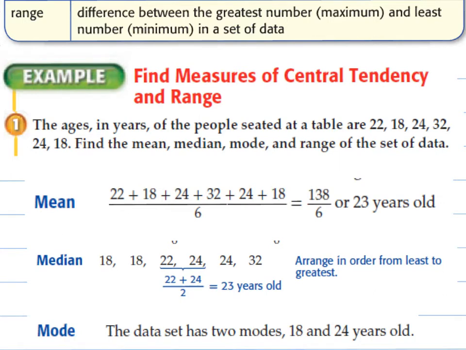Again, for the mean, you're going to add up all of the individuals' ages. You're going to add them all together for a total of 138. But you're going to divide by the number of people, which is 6. So you'll end up with the mean, or the average age, being 23 years old.